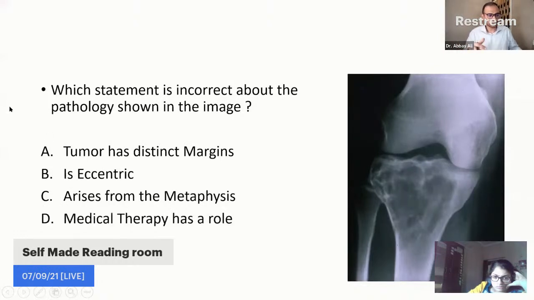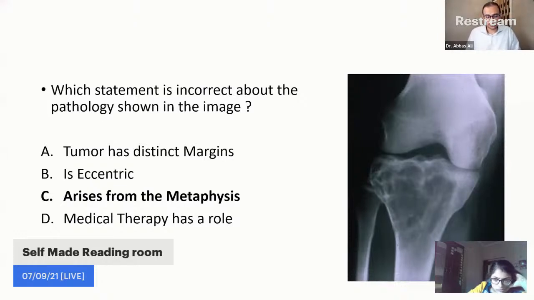ये आंसर करो. Answer here is, yes, it does not arise in the metaphysis, it arises in the epiphysis and then moves into the metaphysis. Okay. One more question. Is a giant cell tumor most common in males or females? Yes, females. Yes, more common in females. Is it benign or malignant? It is benign but aggressive.